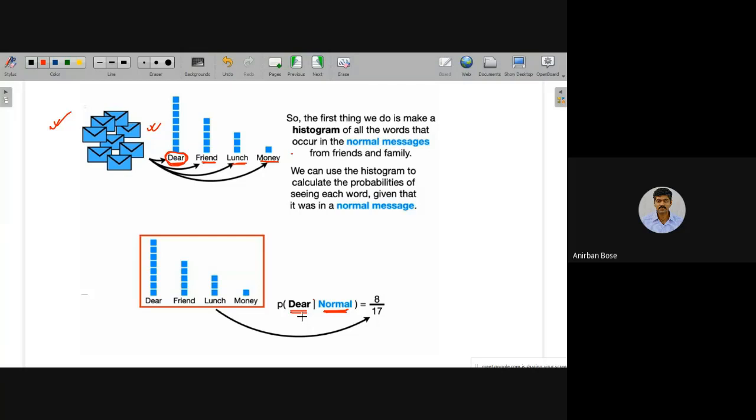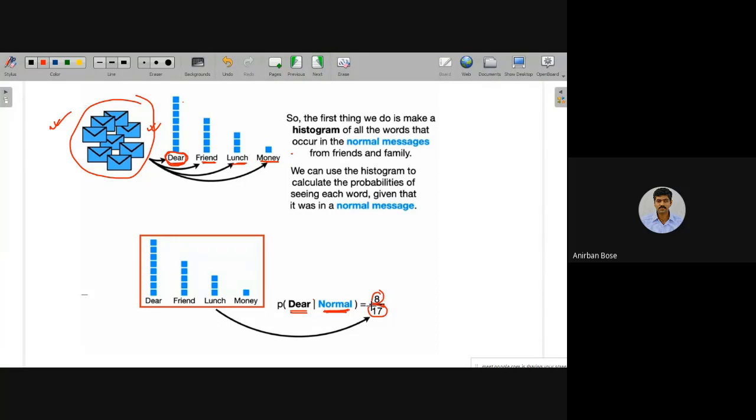How can we do that? It's very simple. Check how many times the word dear is there considering all these emails. From the histogram you can see the word dear appeared 8 times. So this is 8. And in the normal messages, you have to see in total how many words there are. If you count all these words, you will find that 17 words are there. Here there are 8, then 5: 8 plus 5 is 13, 13 plus 3 is 16, 16 plus 1 is 17. So there are a total of 17 words in the normal messages.